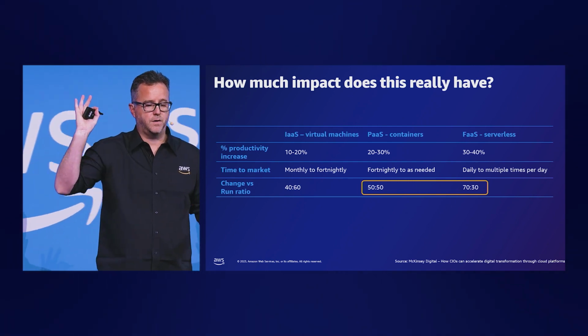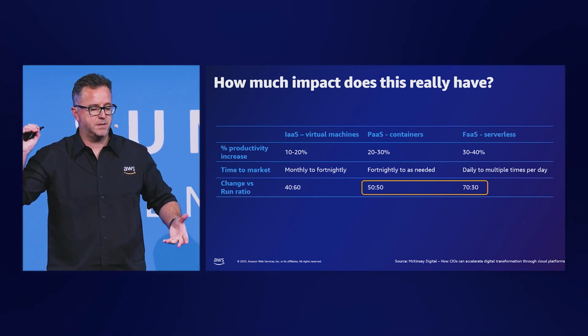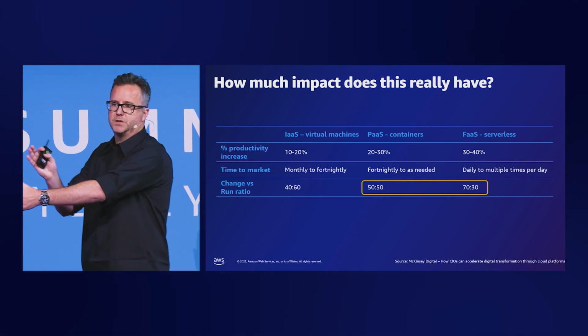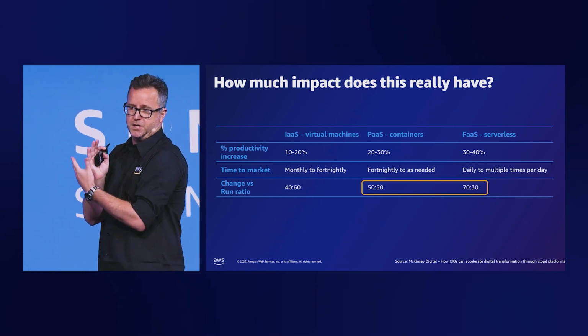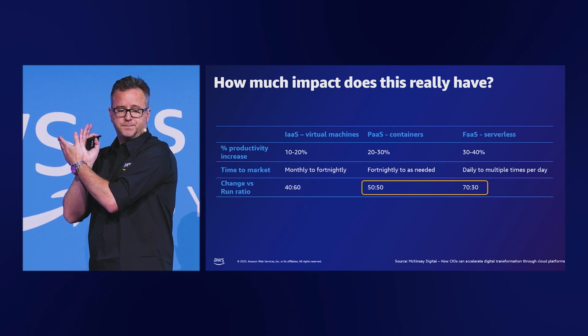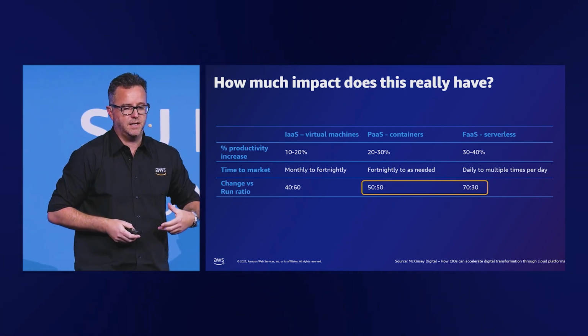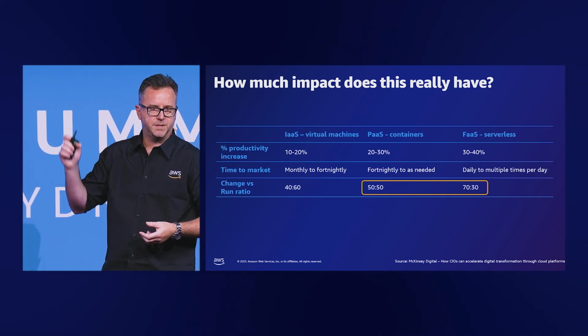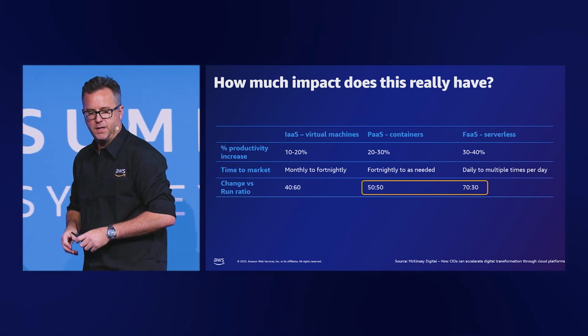What you're looking at here is a view of the typical business outcome based on the type of computing consumption model. So on the left, we have infrastructure as a service, which evolves into platforms as a service, which can be defined as containers. And finally, functions as a service, which is serverless. And depending on your computing need, the outcomes change. For example, productivity gain goes from 10% to 40%, and time to market is quicker.